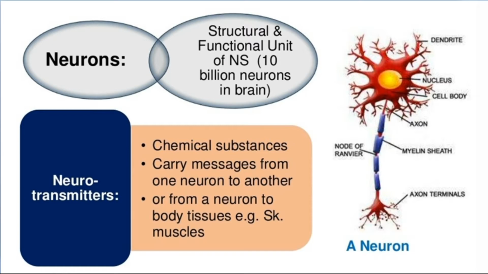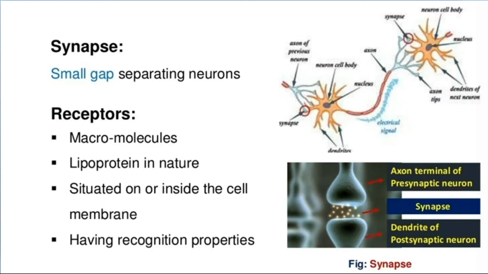Around 10 billion neurons can be present in our brain, and the parts of our neuron are dendrite, cell body, which includes nucleus, and it has axon, myelin sheath, node of Ranvier, and axon terminals. Neurotransmitters are chemical substances that carry messages from one neuron to another or from a neuron to body tissues, for example skeletal muscles. Synapse is a small gap separating neurons.